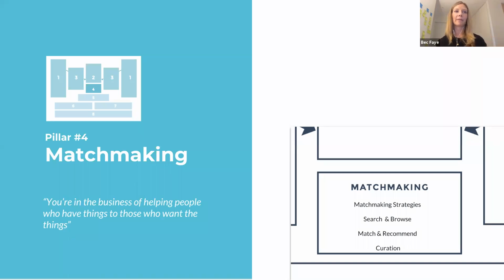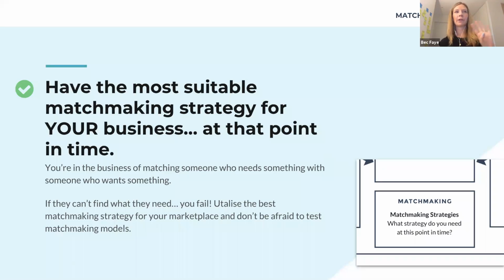Pillar number 4 is matchmaking. Now, as a marketplace, a directory, a listing platform, whatever it happens to be that you're in, it's all about being able to connect the dots. It's about connecting somebody who has something to somebody who wants something, essentially. This means that you need to make sure you can successfully matchmake those two sides in one way, shape, or form. Now, it's all about figuring out what is the most suitable matchmaking strategy for your business at that particular point in time?